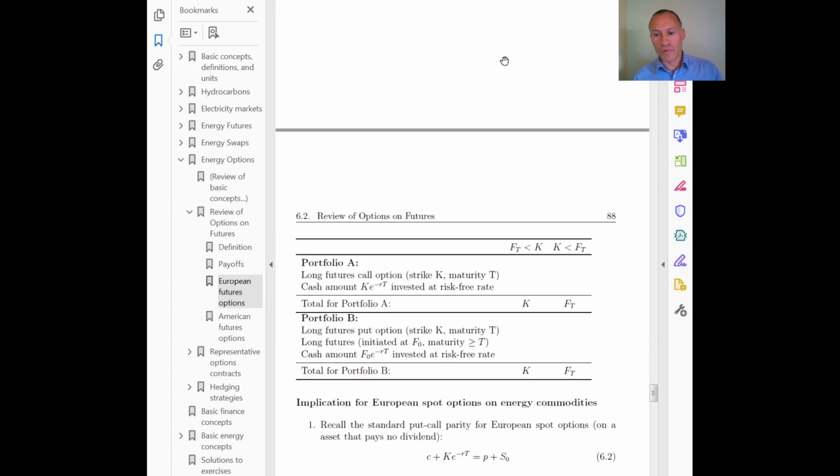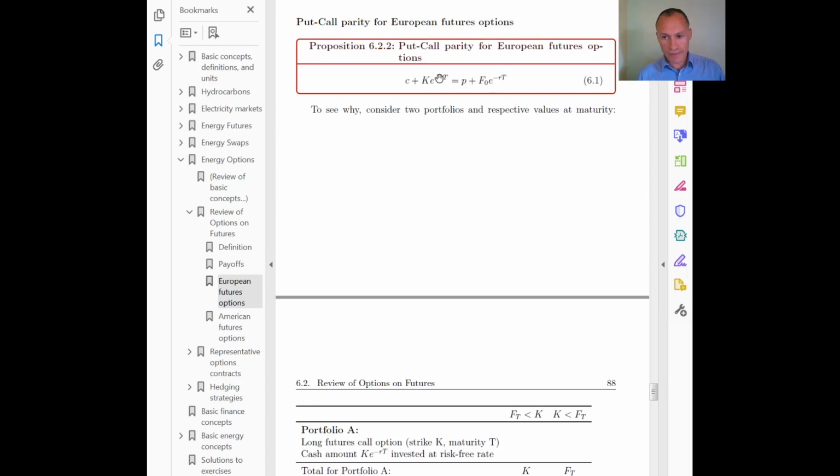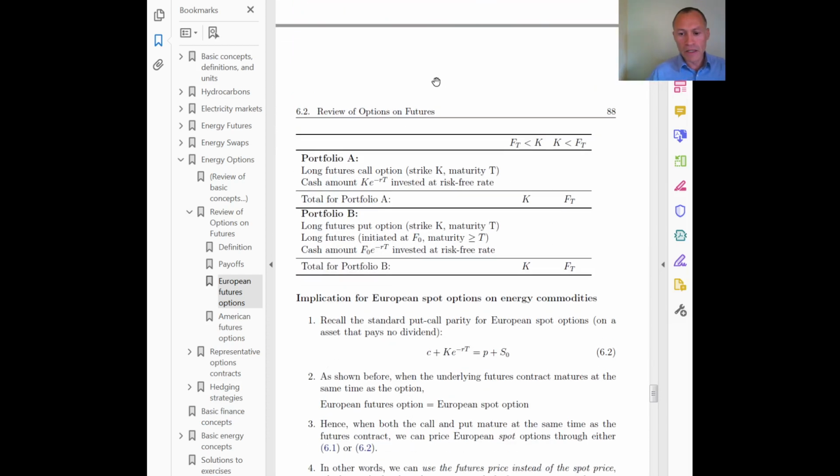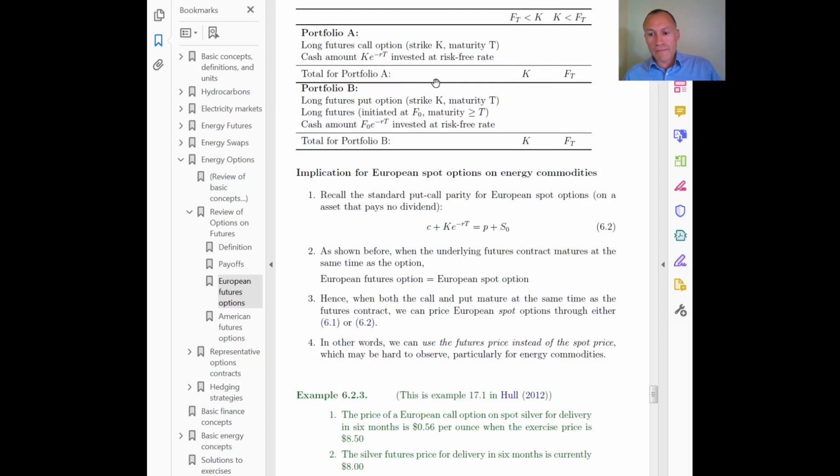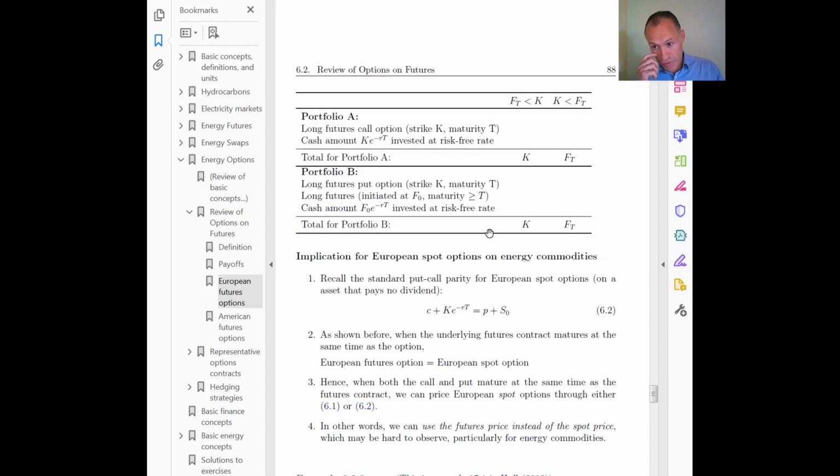So that's the put-call parity for futures options. Now, let's think what this implies for European spot options. This is the typical put-call parity for European spot options. It's very similar to the previous equation.